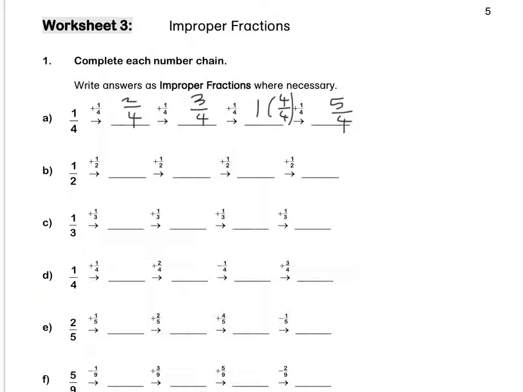Let's look at D. 1/4 plus a quarter is 2/4 or a half. Now plus 2/4 is 4/4 or 1 whole. Minus a quarter is 3/4. Plus 3/4 is 6/4. Pause this video to complete question 1.